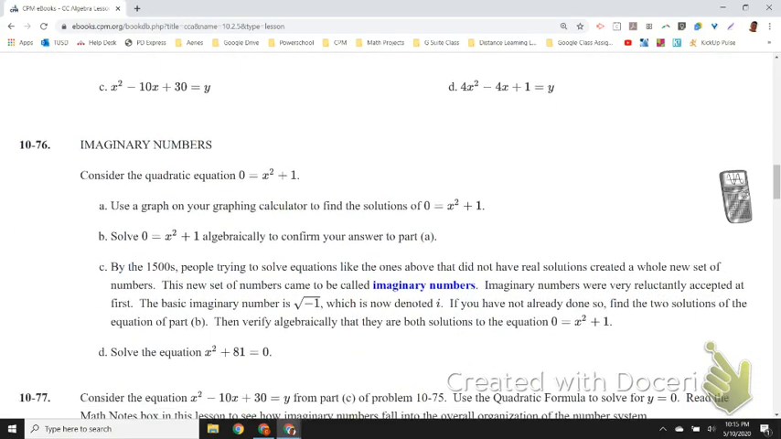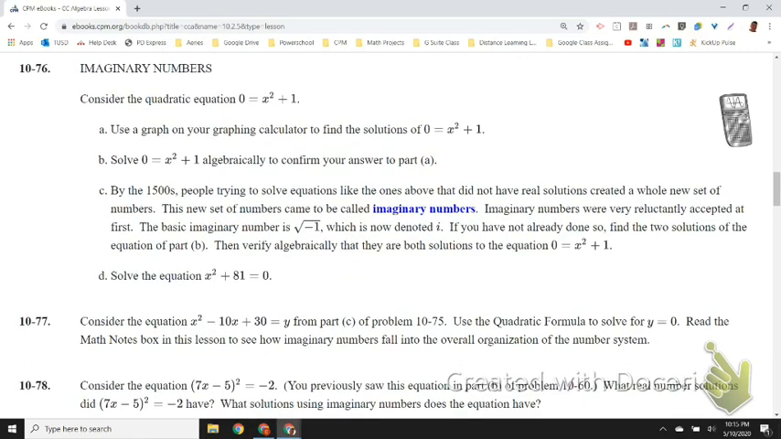Okay, 10-76 talks about imaginary numbers. So it says to consider this equation, 0 equals x squared plus 1. And then it says use a graphing calculator to find the solutions of this.